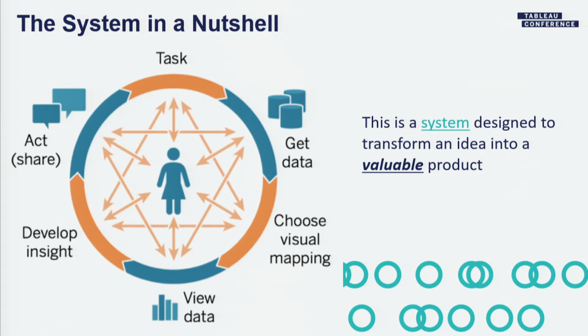This system was put out about 8-9 years ago by Chris Stolte and a couple other folks. The idea is that as you're building, you have a task. So what was my sales? Grab a little sales data. Choose a visual mapping. So is it sales over quarter? Is it sales by product? What's going on there? Then looking at that data and deciding what insights come out of that, sharing that, and working that cycle as you go.